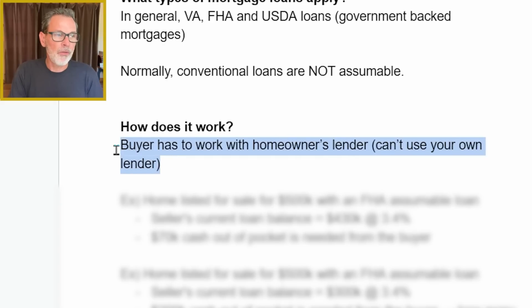So a home buyer who finds a house for sale, actually it doesn't even have to be a house for sale. If you find a house in which a homeowner wants to sell their house or it's listed for sale, the buyer has to work with the current lender. So the homeowner's lender, the buyer has to work directly with that lender. You cannot use your own lender.